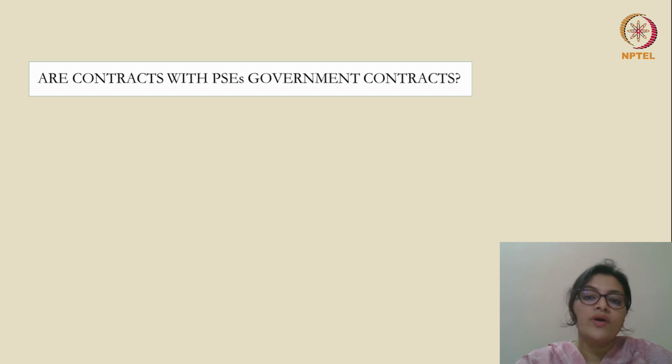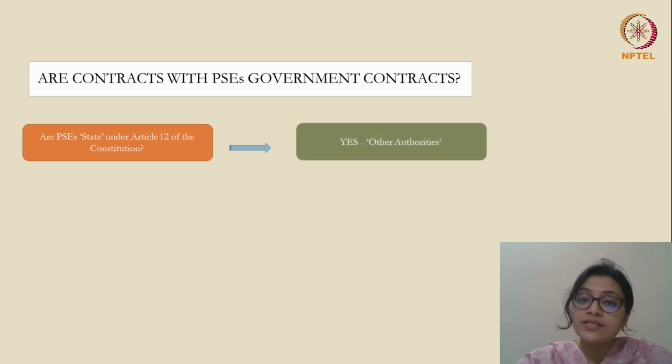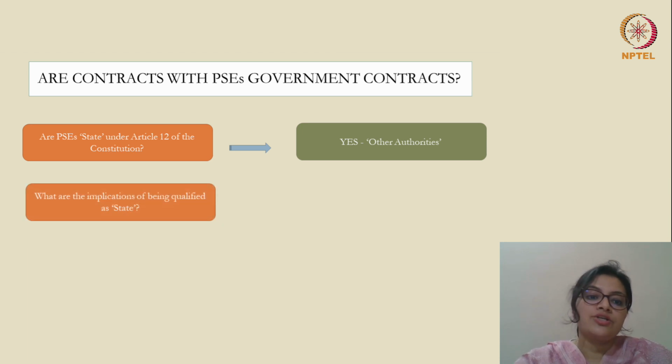So the question is whether any contract that these enterprises enter into would be considered government contracts or not. To answer that question, we need to first see whether PSUs are state under Article 12 of the Constitution. The answer is yes, they fall under other authorities under Article 12. So, what could be the implication of being qualified as state? What exactly happens if a public sector undertaking is understood as state under Article 12 and they enter into a government contract?